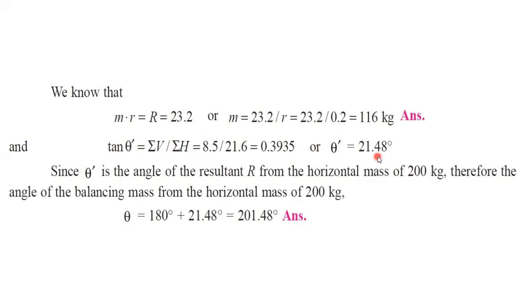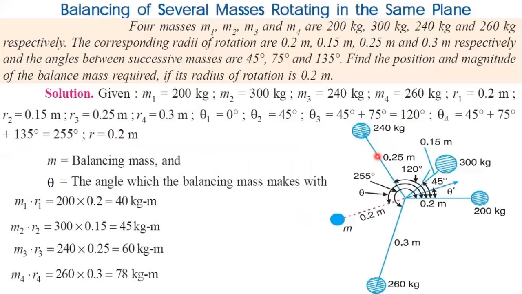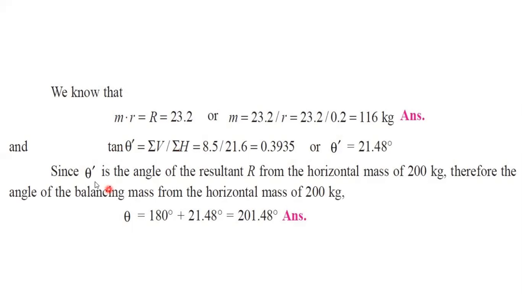Actually, this is the angle. Listen here, we need to calculate from the 200 kg mass. So if you calculate, here it will be 180 plus 21.48. Since theta dash is the angle of the resultant R from the horizontal mass of 200 kg, the angle of the balancing mass from the horizontal mass, that is 200 kg, is 180 plus 21.48. So finally we get an angle of 201.48.